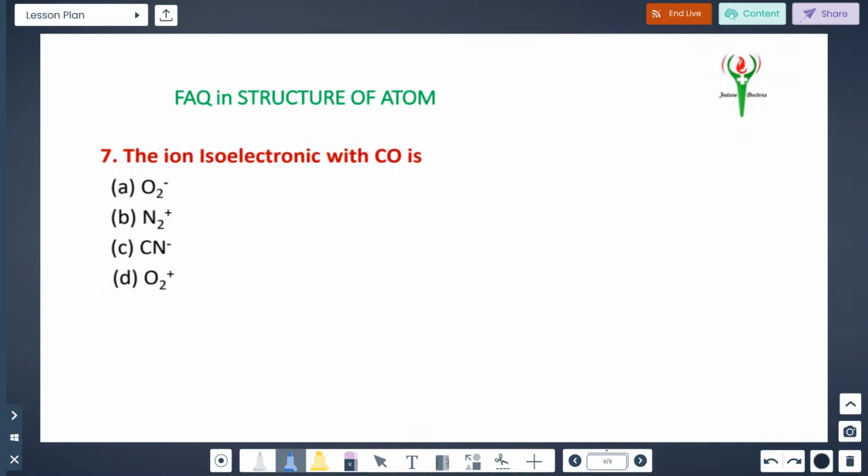Next one. The last question. Simple one. The ion. Isoelectronic. What's the meaning of isoelectronic? Iso means same, no? Iso means what? Same. Electronic means same electron. That's the meaning. Same electron. Understood? With CO. So we are given the 4 options. Which one is similar to that one? Suppose this carbon monoxide is given.